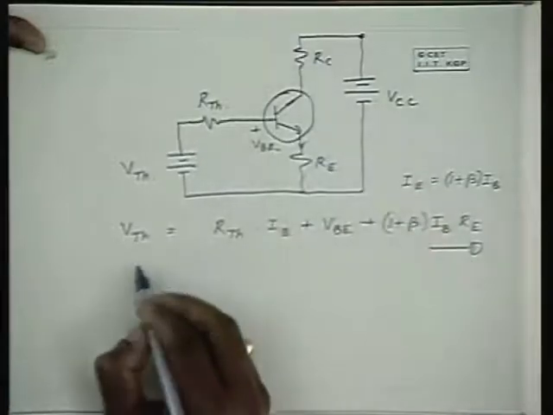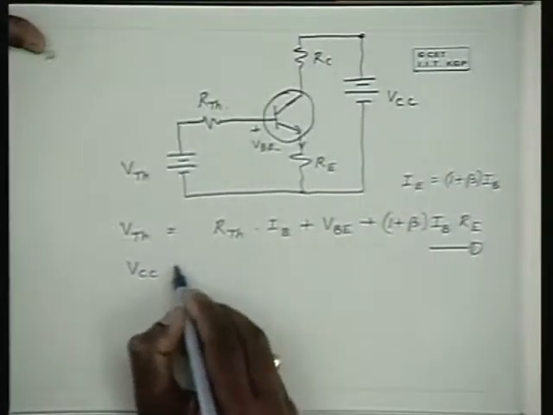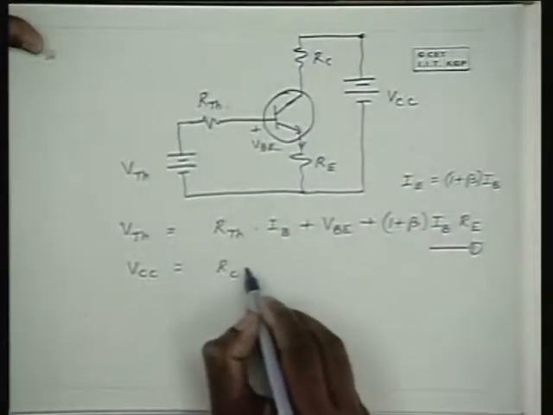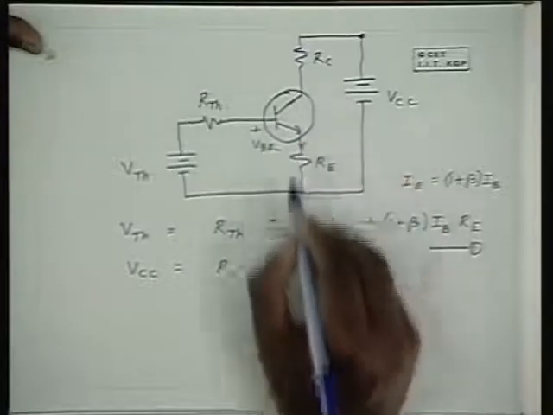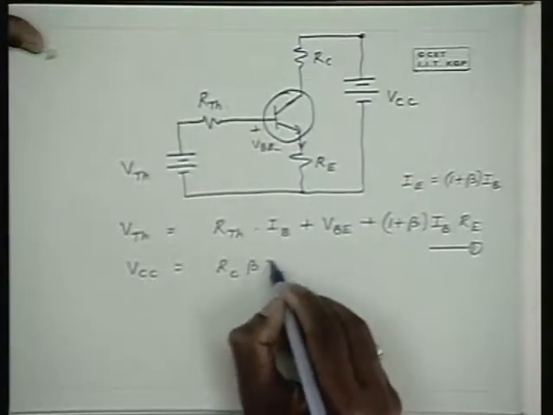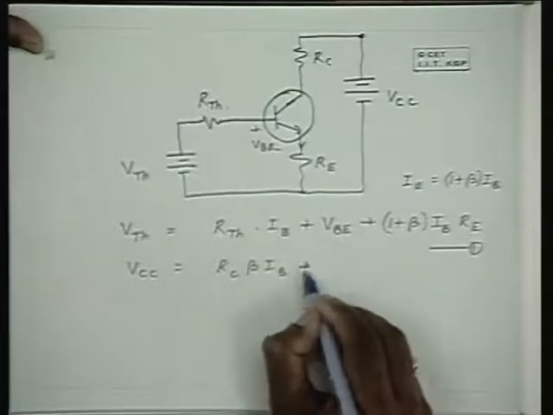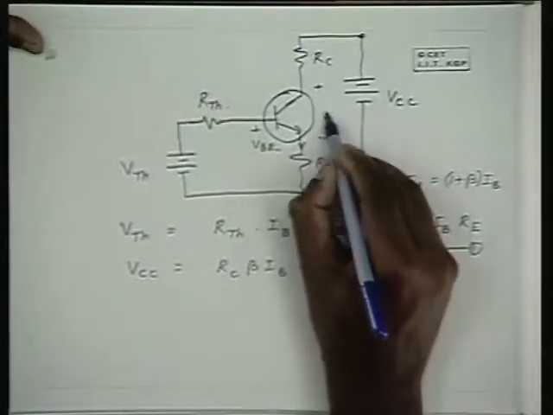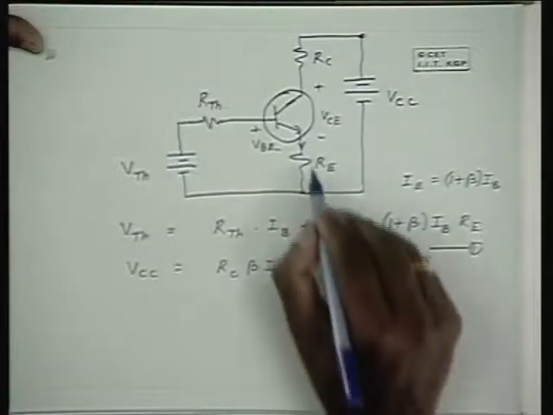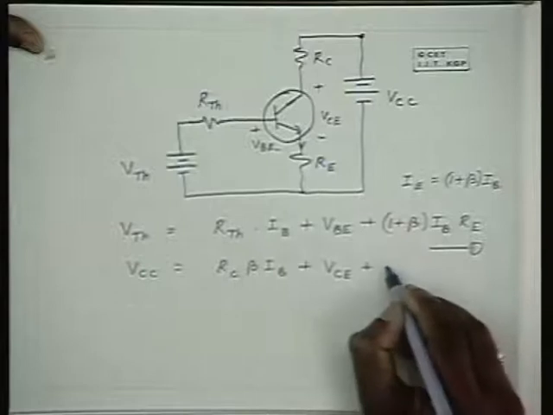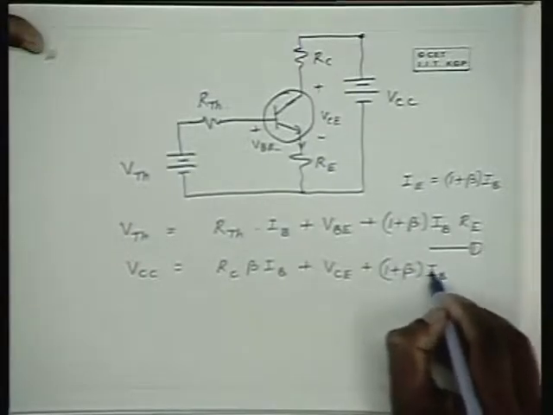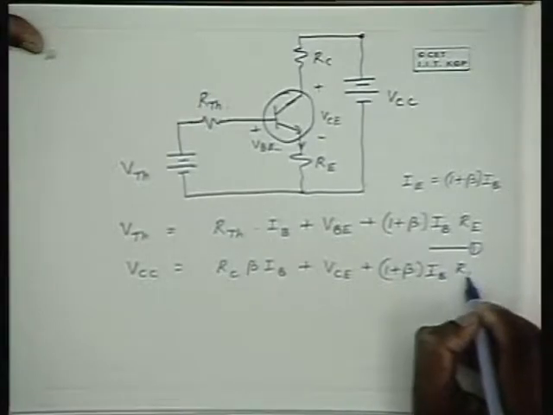And at the output side, VCC is equal to the drop across RC, that is RC into IC, and IC is beta IB. I am trying to reduce the number of variables. Plus VCE, plus the drop across RE, that is 1 plus beta into IB into RE.